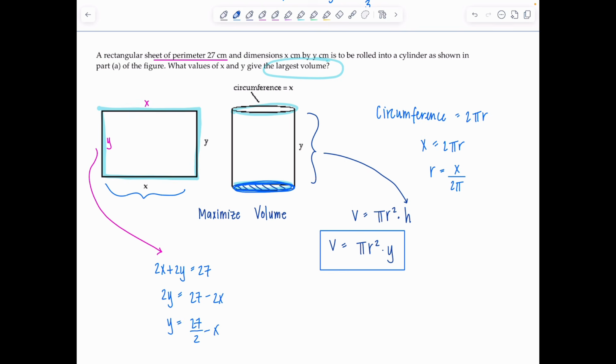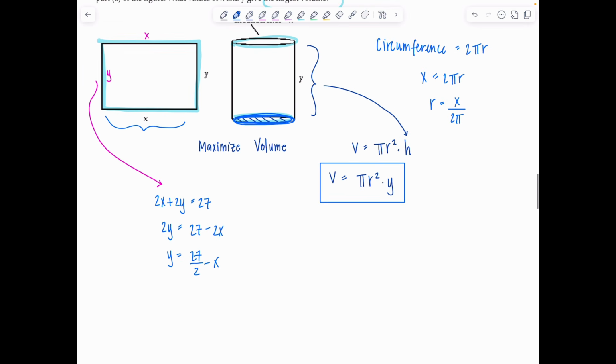How do we feel? Okay, this one had a lot of parts to it to get the volume function all together, but it's manageable, okay? It's manageable. So now we can say volume is a function of x. It equals pi times, instead of r, you're going to replace it with x over 2 pi, squared. And then instead of y, you're going to write 27 over 2 minus x. Oh, I should have scooted the 27 up a wee bit more. There we go. All right, how are we? We're surviving.